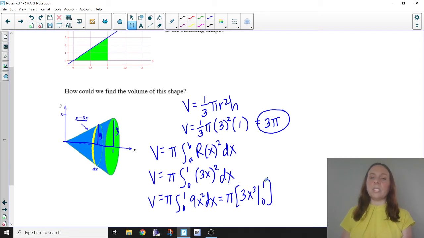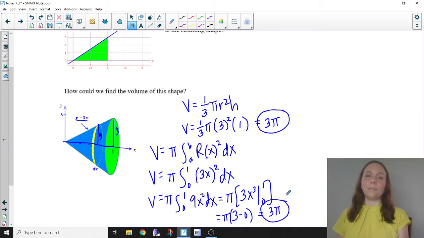Okay, let's do plugging in the upper limit of integration minus plugging in the lower limit of integration. I think we could probably do that in our head. Plugging 1 in for x would give us 3. Plugging 0 in for x would just be 0. That gives us the answer that we knew we should have gotten. 3 pi, yay!